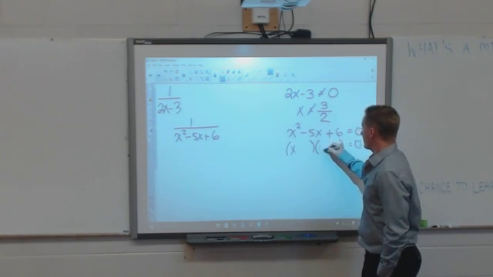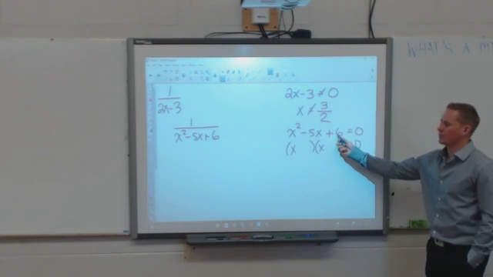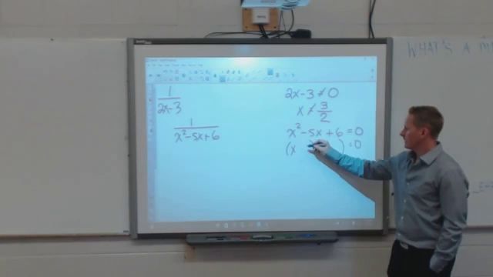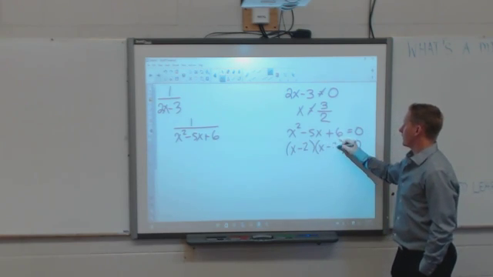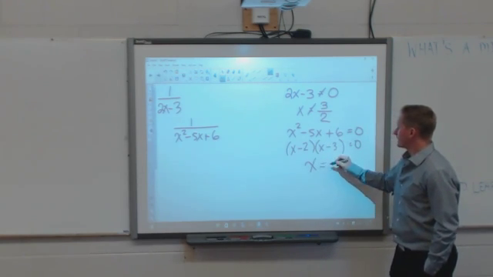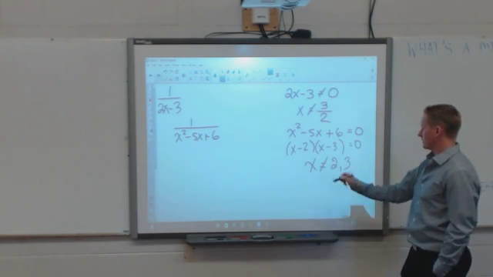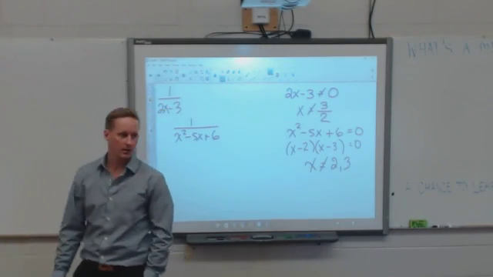Let's start there. Now what are the factors of plus 6 that add to give you -5? -2, -3. So x can't equal 2 and 3. X can't equal 2 and 3.